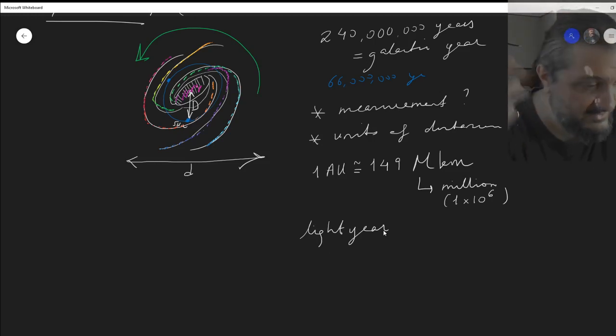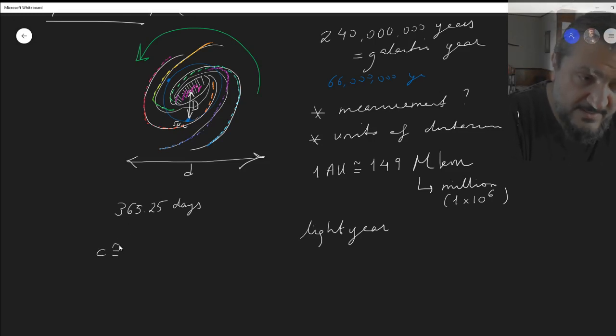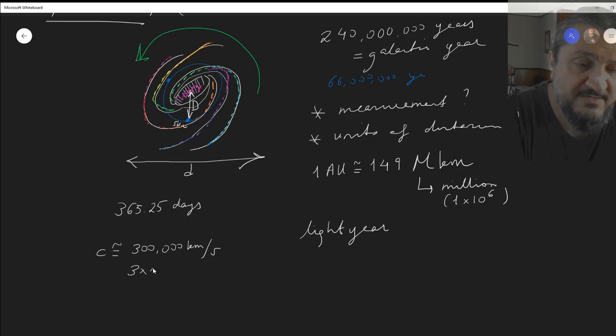Of course, you can define the year in different ways. The Julian year is 365.25 days, okay? And the speed of light is a constant. It's roughly 300,000 kilometers per second, or in scientific notation, you write it as 3 × 10⁸ meters per second. Okay, kilo means 1,000, right? So 1,000 meters times 300,000 equals 3 × 10⁸. There are 8 zeros next to the 3.